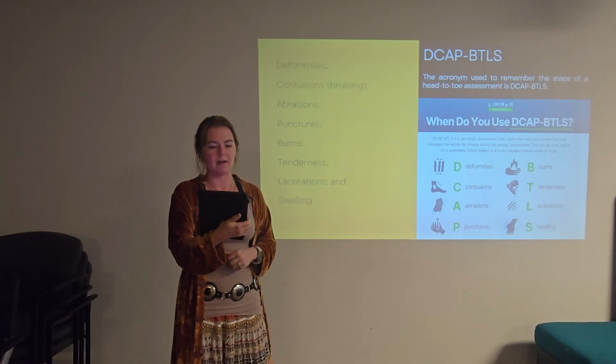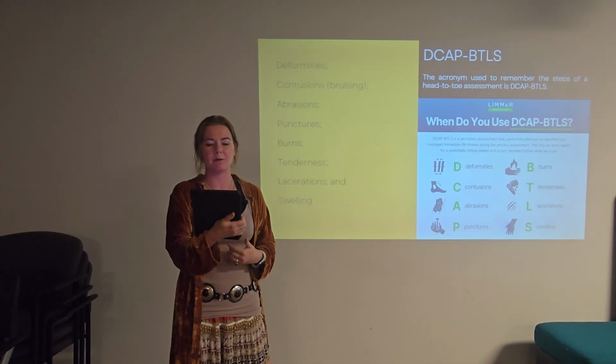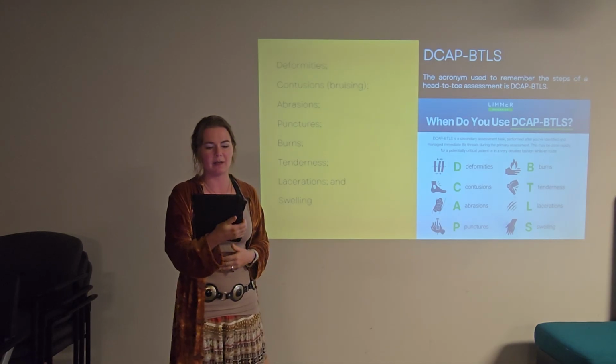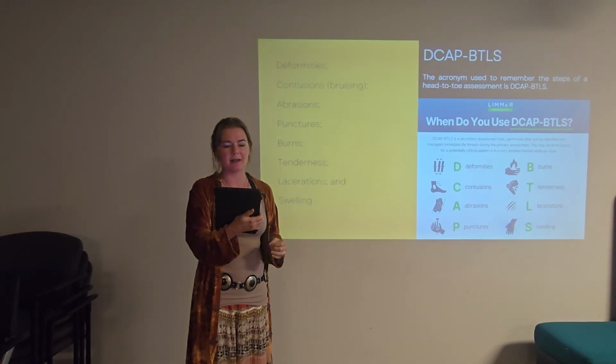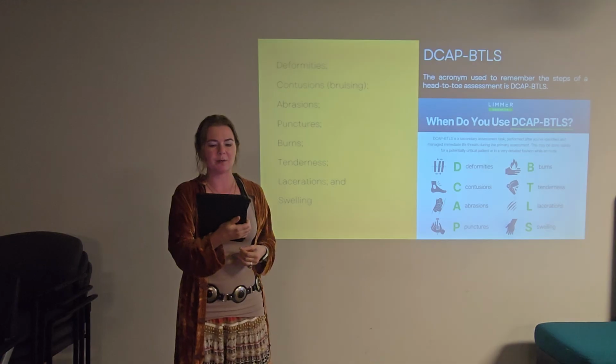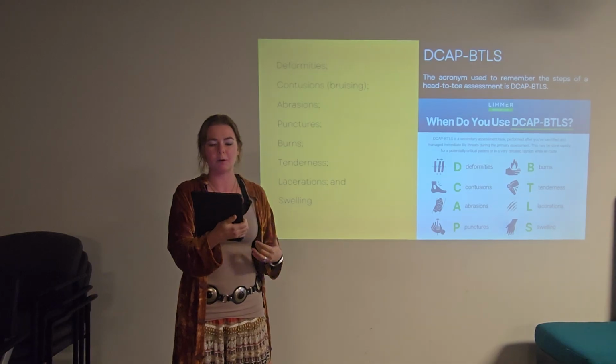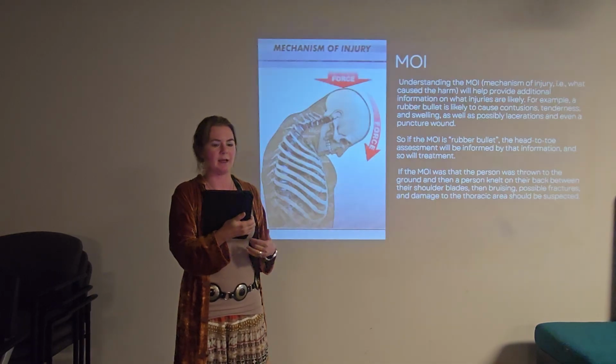Understanding the MOI, the mechanism of injury, what caused the harm, will help provide additional information on what injuries are likely. For example, a rubber bullet is likely to cause contusions, tenderness, and swelling, as well as possibly lacerations and even a puncture wound. So if the MOI is rubber bullet, the head-to-toe assessment will be informed by that information, and so will any treatment.